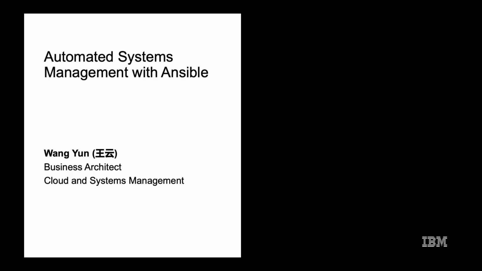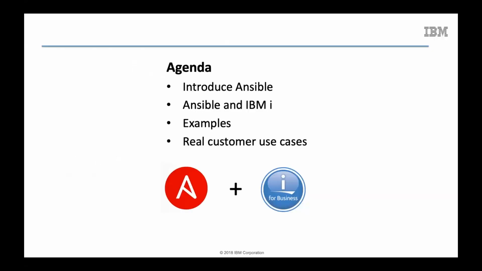Then let me introduce these capabilities of what we have today. So this is the agenda. I will start with introducing Ansible and our enablement for IBM i, and then end up with some simple examples, and then extend to some real customer cases that I have engaged with.